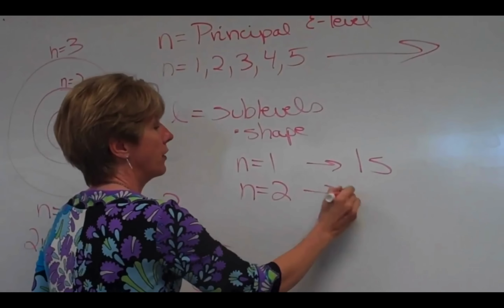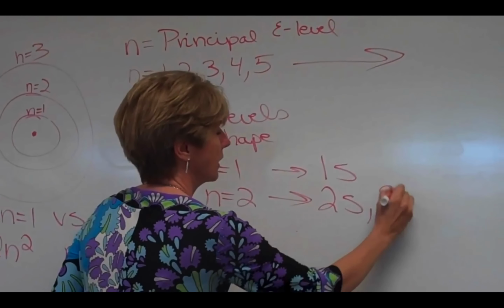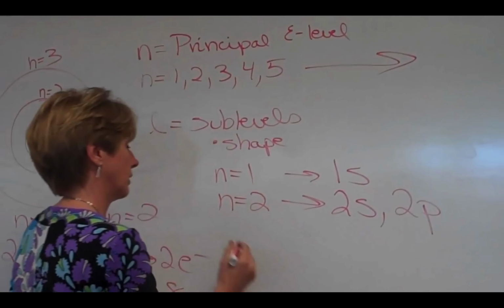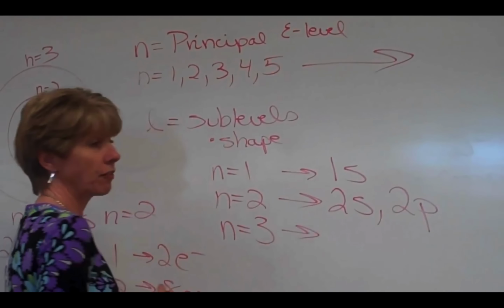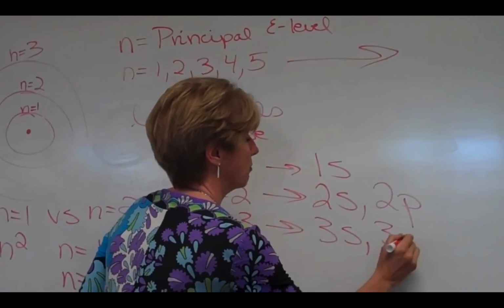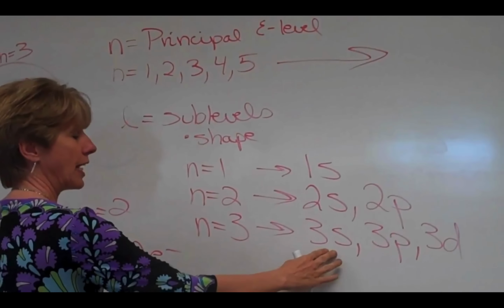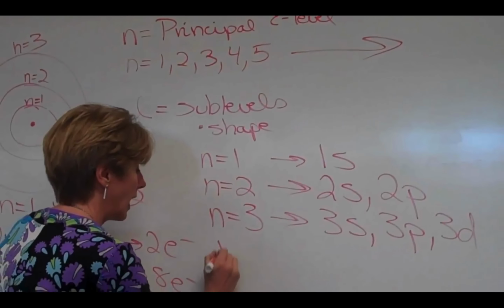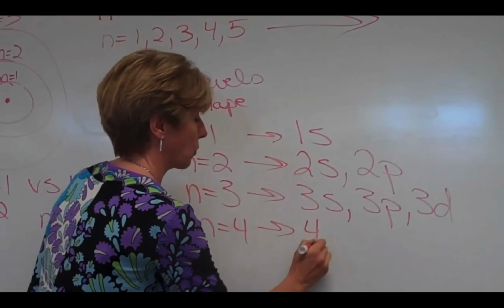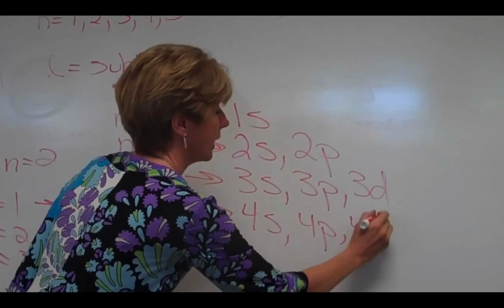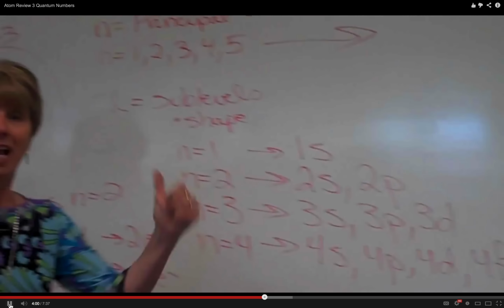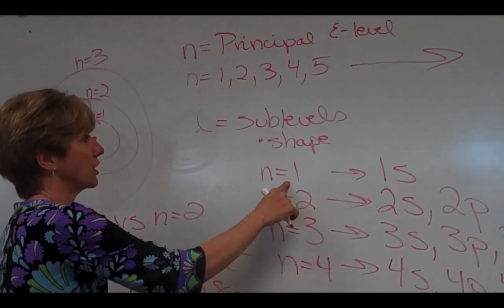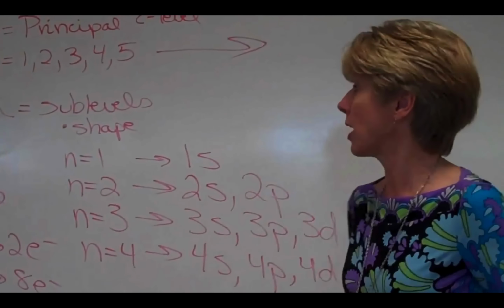When n equals 2, there are 2 sublevels. 2s, 2p. S is sphere, P is dumbbell. When n equals 3, you have 3 sublevels. 3s, 3p, 3d. 3s sphere, 3p dumbbell, 3d beyond the scope of this course. N equals 4, 4 sublevels. 4s, 4p, 4d, 4f. Okay? S, P, D, F. Okay? Here are our sublevels.